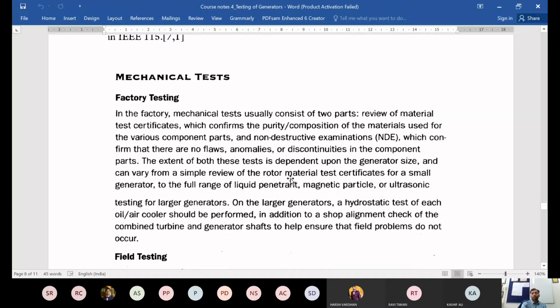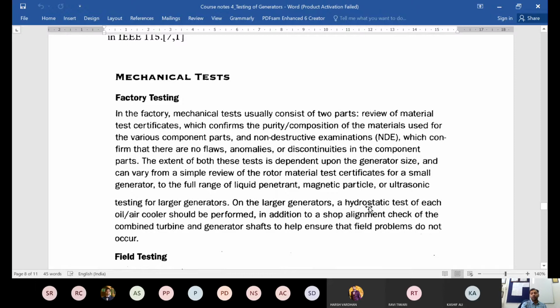The extent of both these tests is dependent upon the generator size and can vary from a simple review of the rotor material test certificates for a small generator to the full range of liquid penetrant, magnetic particle, or ultrasonic testing of large generators. So these are some of the non-destructive examinations: liquid penetrant, magnetic particle, and ultrasonic testing of generators, to determine the quality of the particular component once it is assembled, and the integrity of the component.